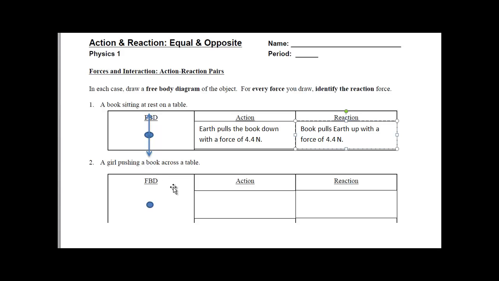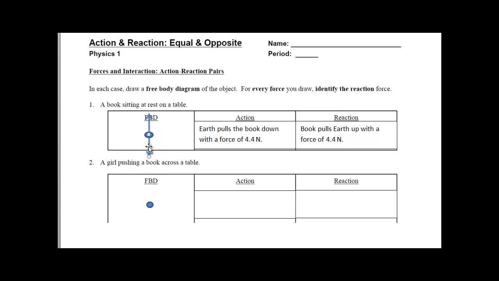Looking at problem 2, I'll get you started here. I'll help you with the free body diagram, and then I'll do the action. I'll let you go to the reaction. So if you're totally confident with this, go ahead and practice it. Go ahead and try to answer this, and then come back and check and see if you got it right. Hit pause or something. So a girl is pushing a book across the table.